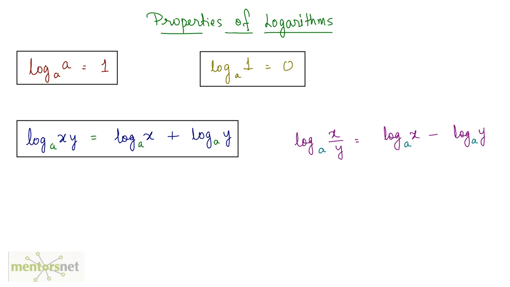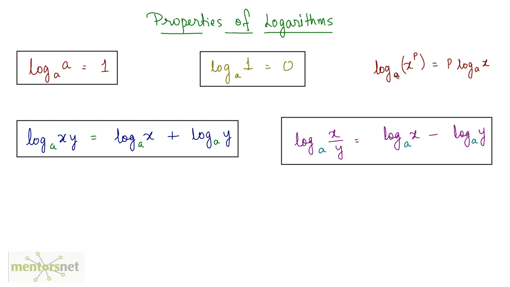And when you have a division in the log, you simplify it to a minus or a subtraction, right? So if you have to calculate the log of x by y, it is equivalent to the log of x minus the log of y, base remaining the same.